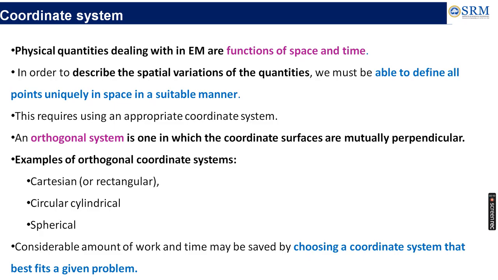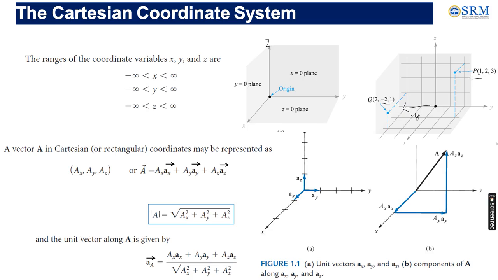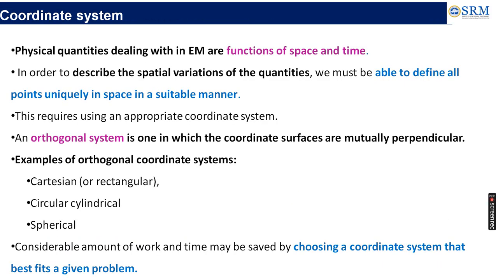Before seeing that, let us understand what a coordinate system is and why it is required in electromagnetic theory. We know that in electromagnetics, the physical quantities that we are studying are functions of both space and time. So we have to define all points uniquely in space. For that, we require an appropriate coordinate system.